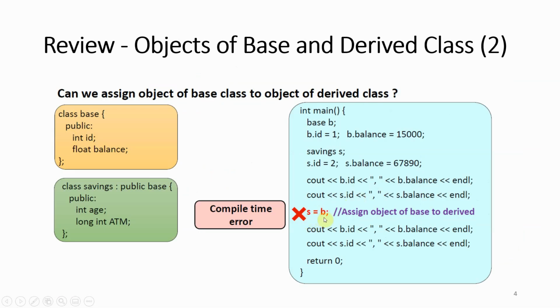However, the other version is not valid because an object of class base cannot be cast as an object of class savings. It does not have everything that class savings objects do. Class savings objects have ID, balance, age, and ATM, right? But class base objects only have ID and balance. So we can't just assign B to S. This is going to lead to a compiler error.